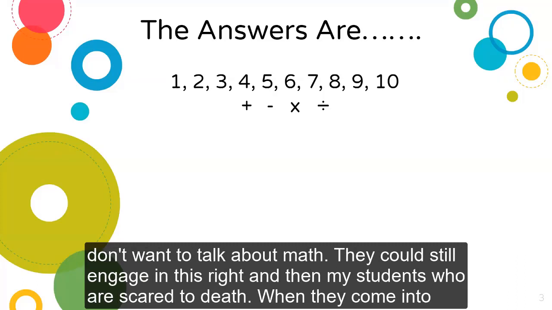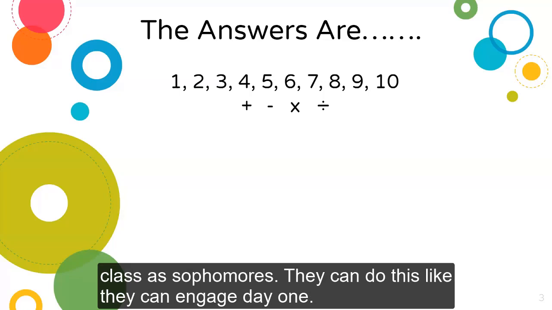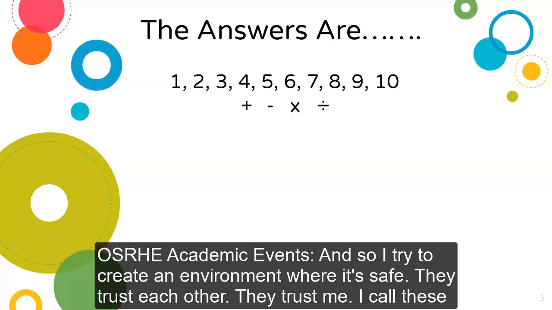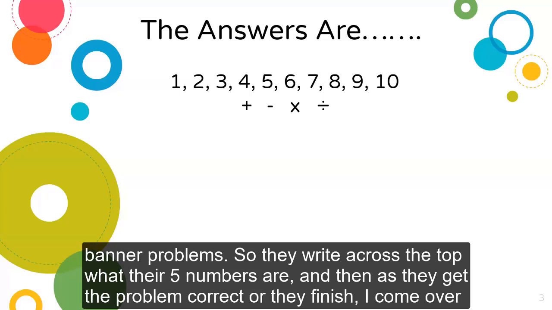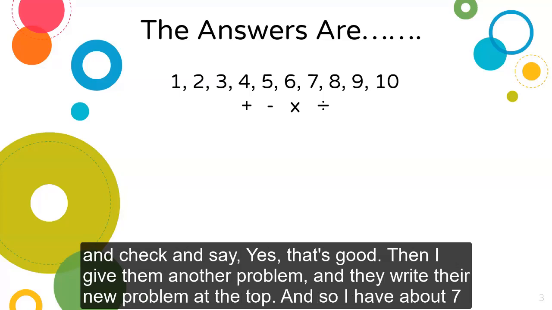And then my students who are scared to death when they come into class as sophomores, they can do this. They can engage day one. And so I try to create an environment where it's safe. They trust each other. They trust me. I call these banner problems. So they write across the top what their 5 numbers are. And then as they get that problem correct or they finish, I come over and check and say, yes, that's good. Then I give them another problem and they write their new problem at the top.